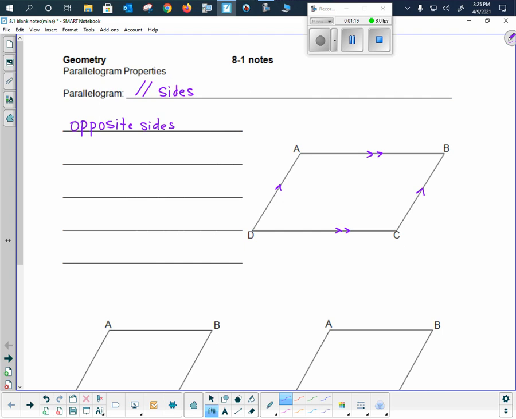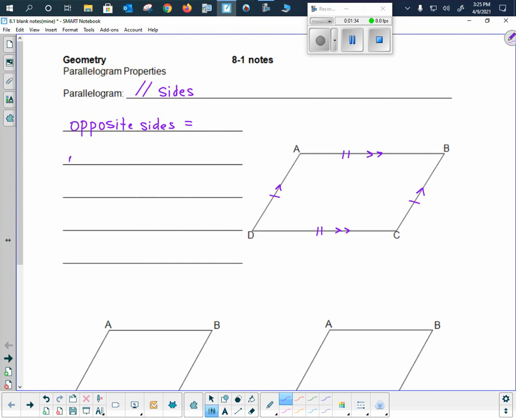The second thing is, in a parallelogram, opposite sides are not only parallel, but they are also equal. Let's get the marks in here to mean that they are equal. Again, it's just the two that are opposite of each other, and then these two are different lengths, but they are equal to each other.